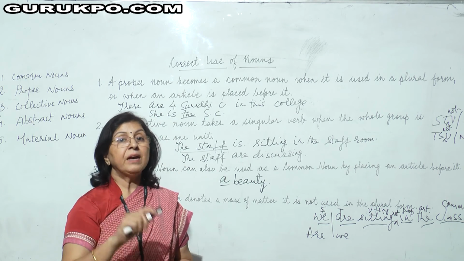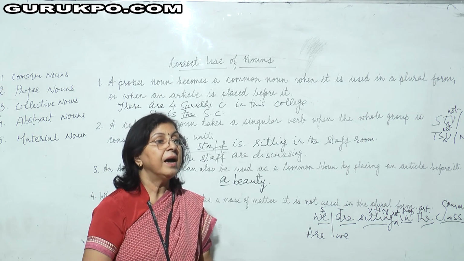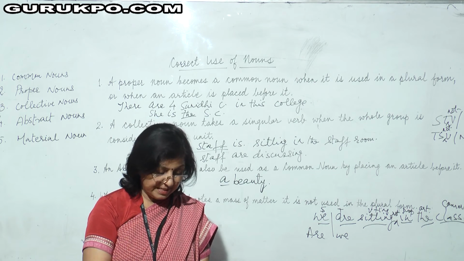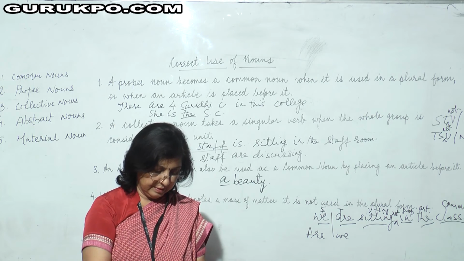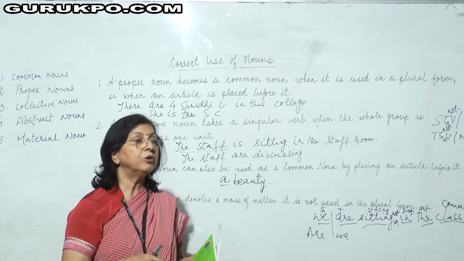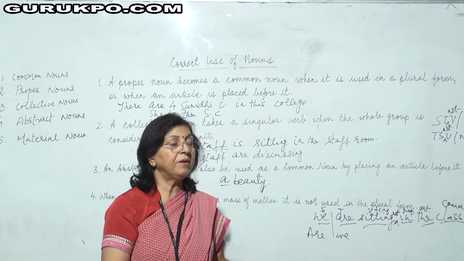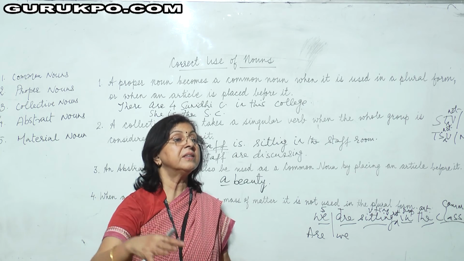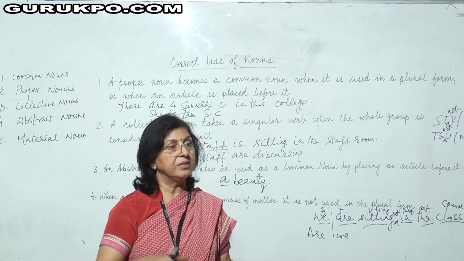Now I'll speak about certain common mistakes people make, and what is the correct form. We say I have a 100 rupees note. What should be the correct thing? I have a 100 rupee note. I don't have a 100 rupees note. She has bought 2 dozens apples. She has bought 2 dozen apples.